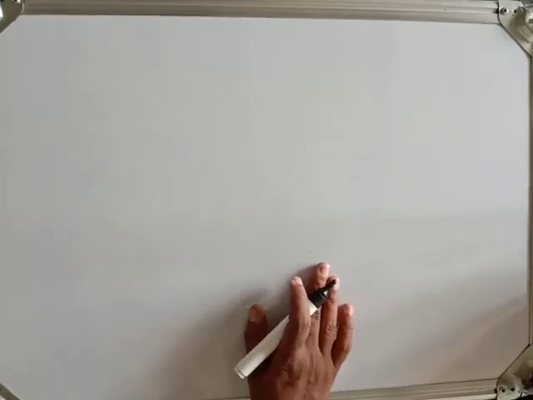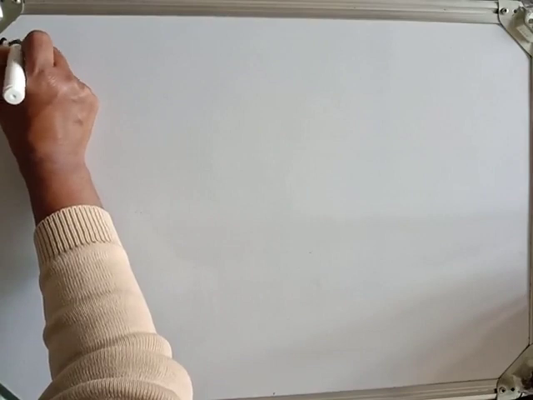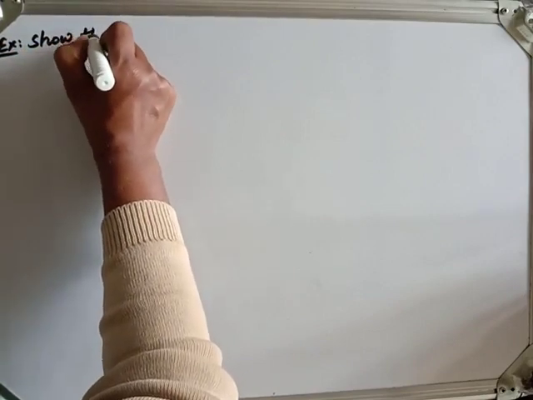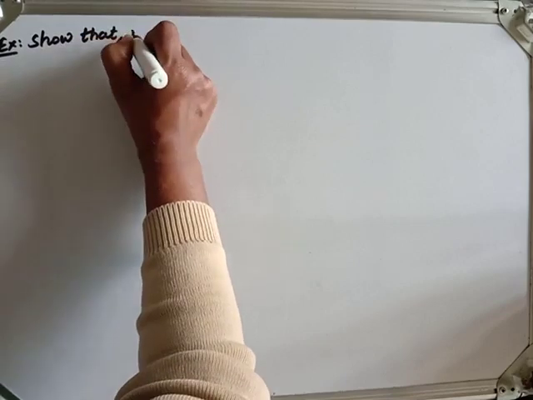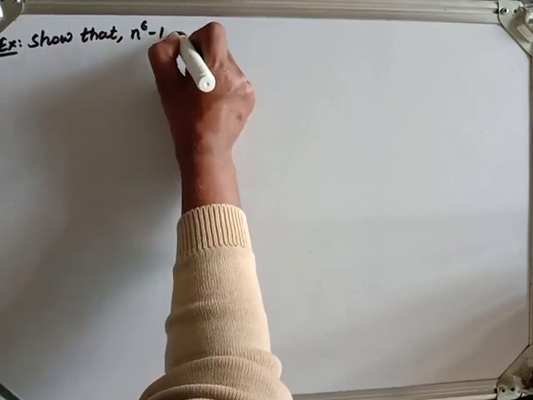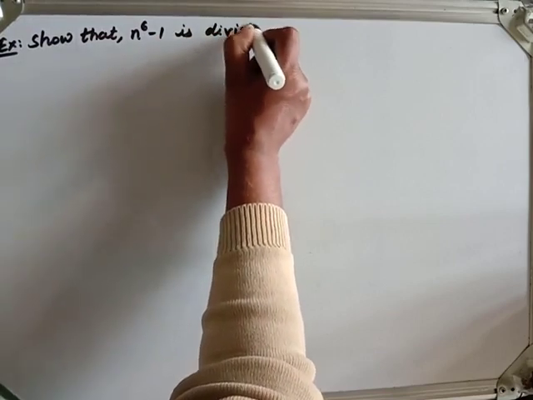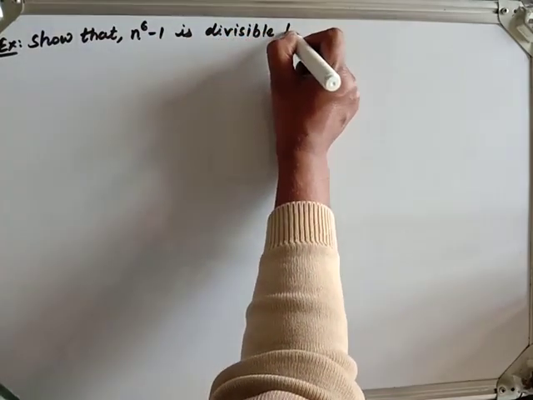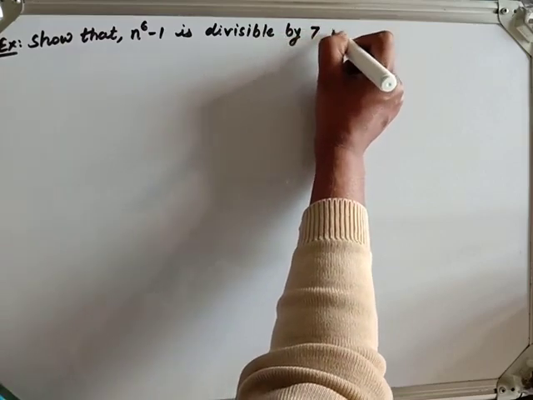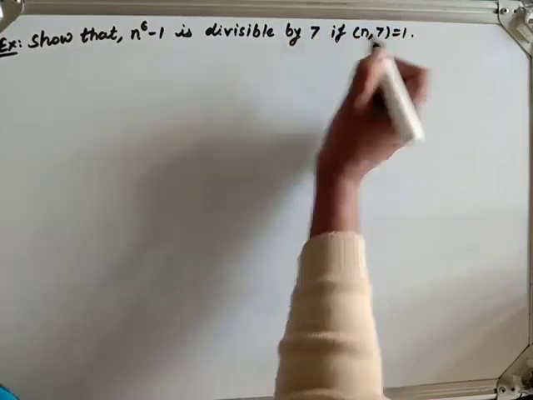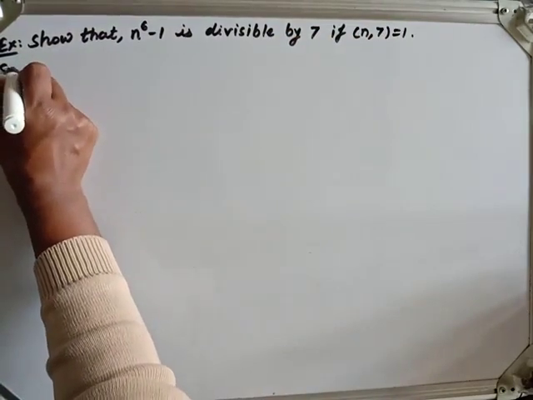Hello students, in this video let us see some examples. Example 1: show that n raised to 6 minus 1 is divisible by 7 if n and 7 are relatively prime. So, the solution for this.